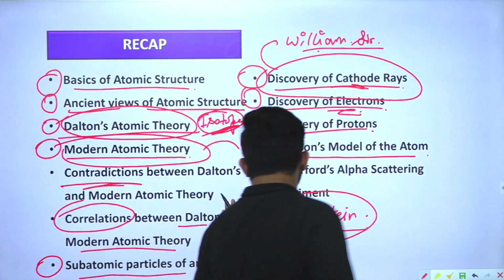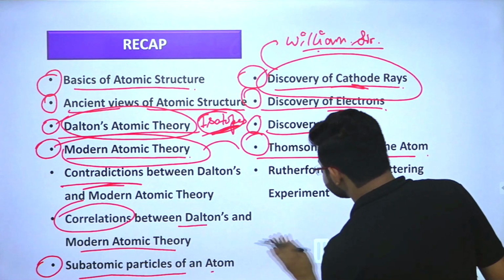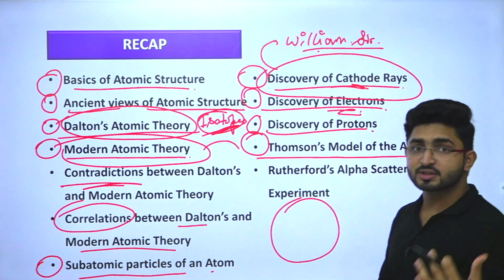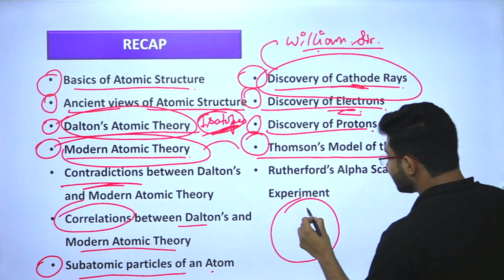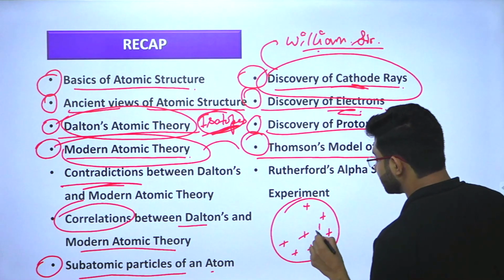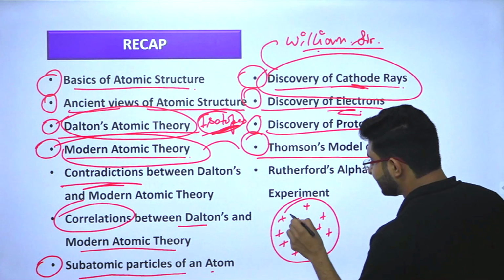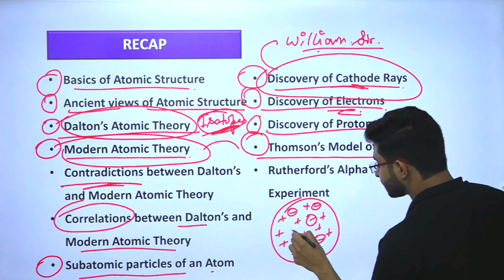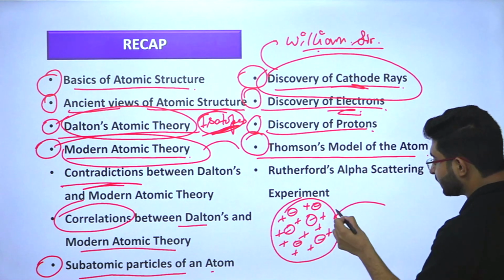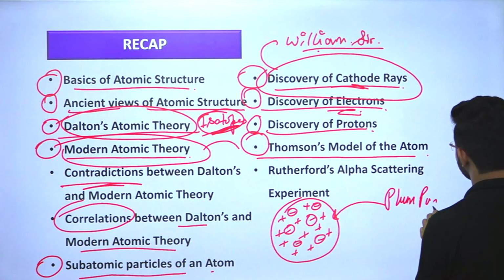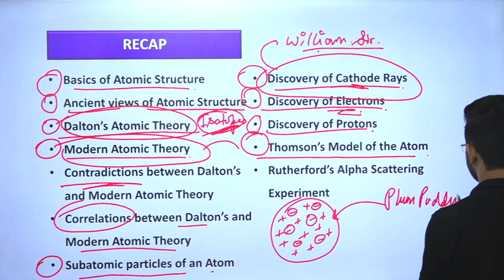Thomson gave a diagrammatical view of the atom, of the structure of atom, in which he says that the positive charge was distributed all over the atom and negative charges were in the circular cloud. Okay, and this model was also called as plum pudding model.